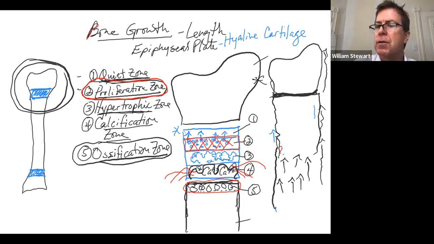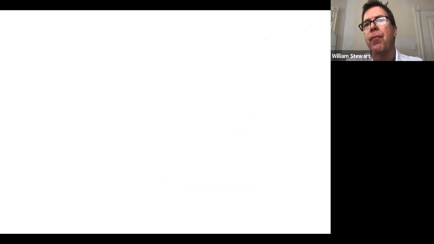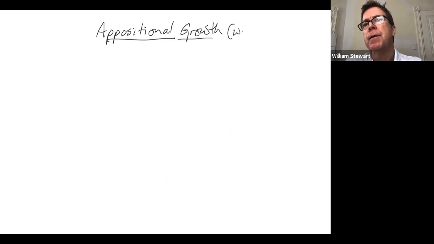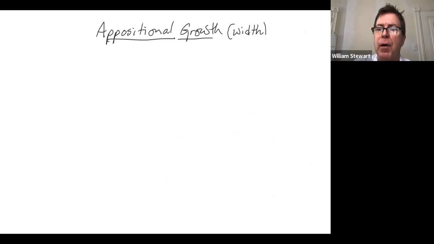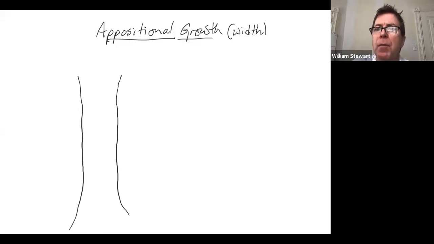Now we're going to study how a bone grows in width. And that is termed appositional growth, and I'm going to put in parentheses, width. This one's not quite as complicated. So we have a bone again. I'm just going to draw the diaphysis of a bone, not the ends. Here's the medullary cavity.